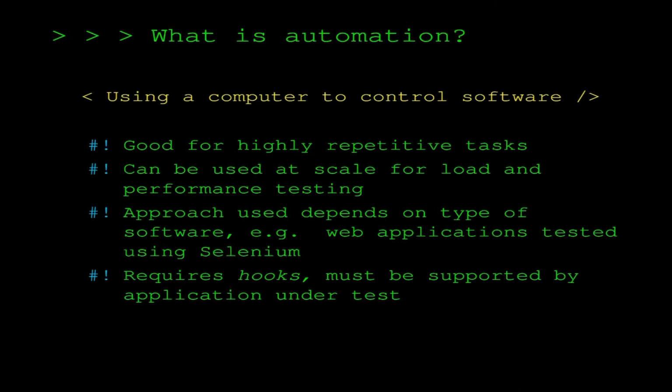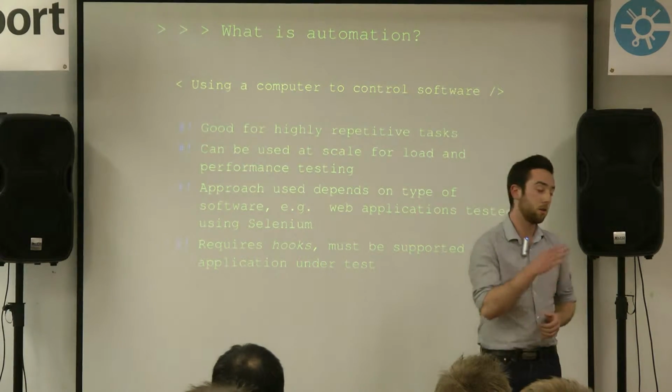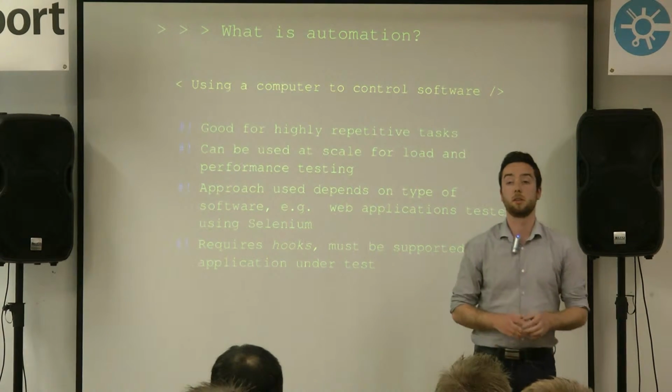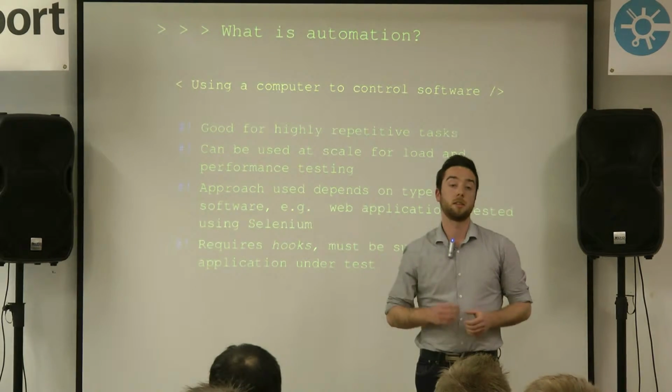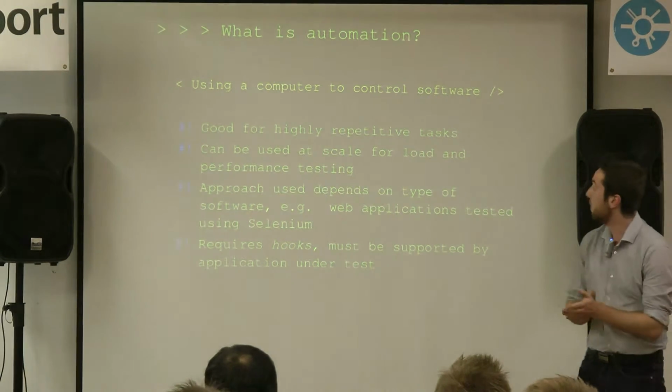So, what is automation? Where might you use it? How might you use it to your benefit? It's good for highly repetitive tasks. Test talked about the distinction between a check and a test. Automation can't really detect things that it's not looking for. So you're really looking for specific regressions, things to be in a certain place, things to be exactly how you expect them to be. We can use automation at scale.